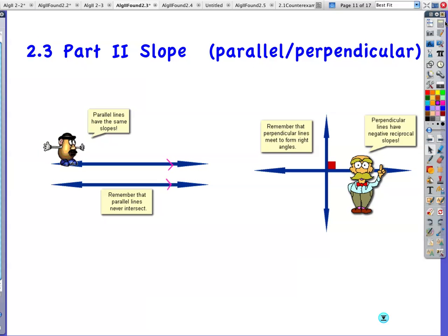2.3, part 2, all about slope again, but concerning parallel and perpendicular lines. And how do we tell from the slope if it's parallel or perpendicular?